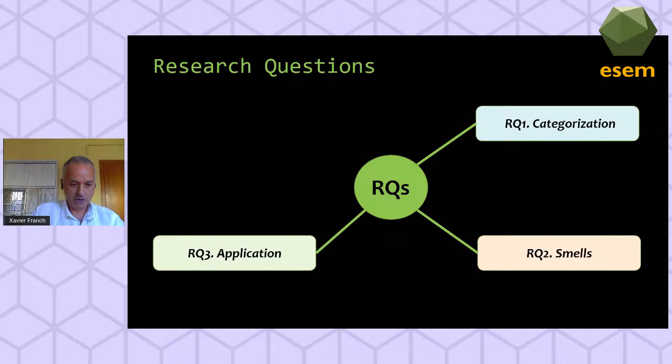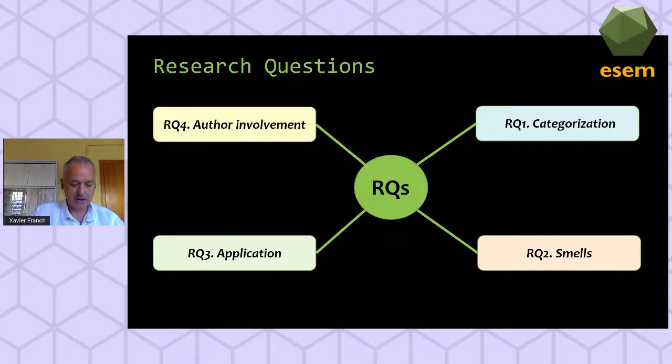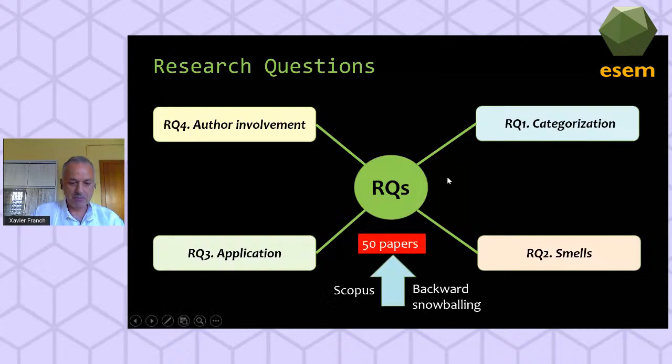Third, we have a research question that focuses on the facets that influence the application of inclusion and exclusion criteria. And the fourth question analyzes how authors are involved in the application of inclusion and exclusion criteria. To respond to these four research questions, our own selection process performed an automatic search in Scopus, followed by a backward snowballing. After applying the inclusion and exclusion criteria of our own systematic mapping study, we ended up with a total of 50 papers, namely 50 secondary studies. Next, I present in one slide each the answer to these four research questions.